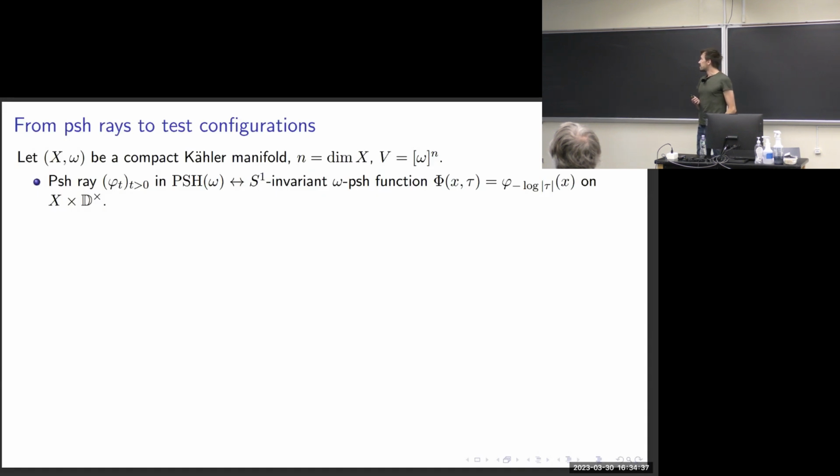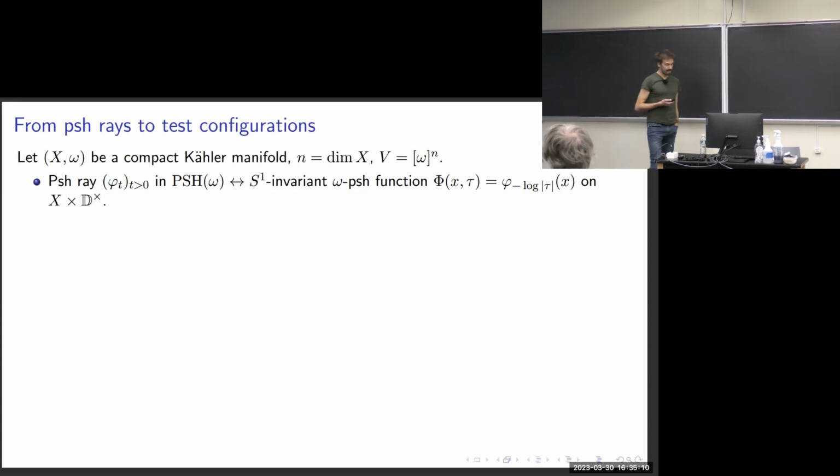That's for notation. So we have seen this notion of PSH path, which is a family of omega PSH functions, the singular version of the Kähler potential, that depends also on the T parameter in the PSH way. So it's a PSH function in all variables together. And for that, we had complexified the T variable by adding some imaginary parts.